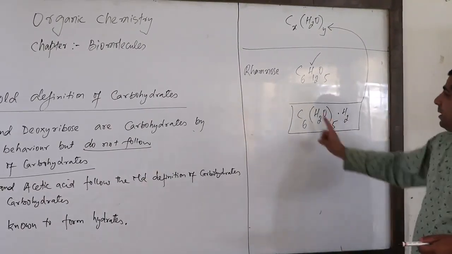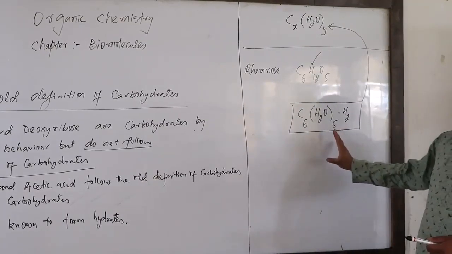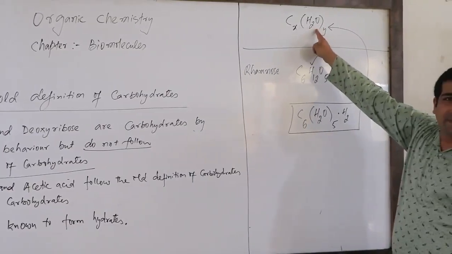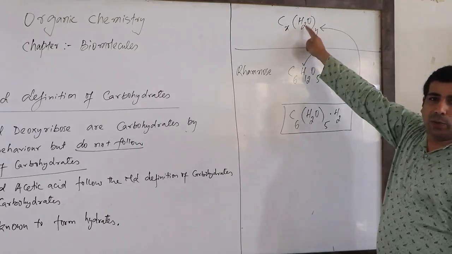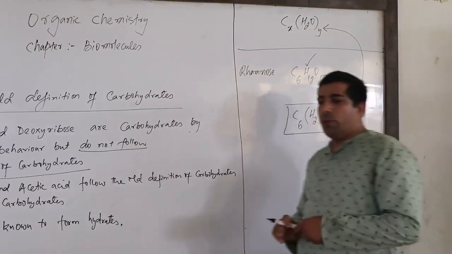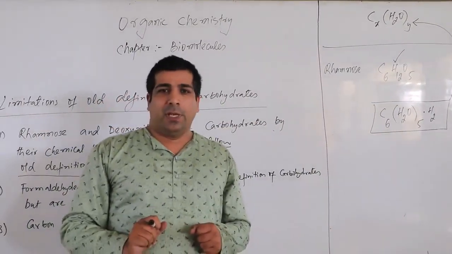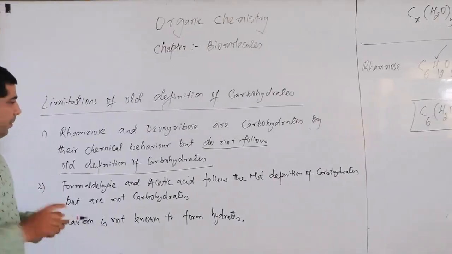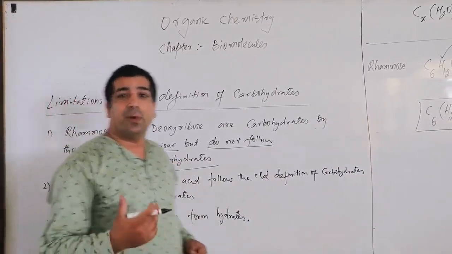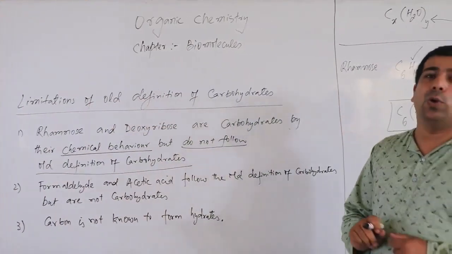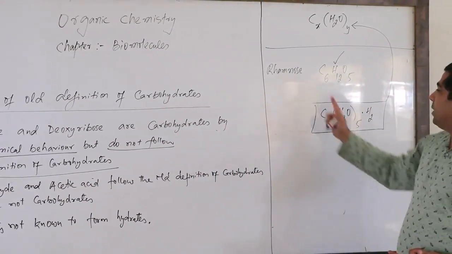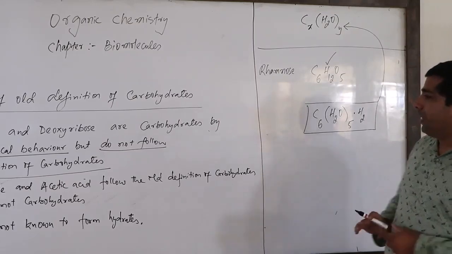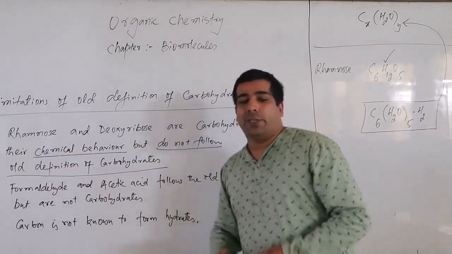So what does it mean? That this rhamnose is not a carbohydrate according to the old definition, because it does not follow the general formula Cx(H2O)y. It does not follow it. So according to the old definition, rhamnose is not a carbohydrate, but it is a carbohydrate according to the modern definition, because its chemical behavior is that of carbohydrates. So this is the first limitation of the old definition: it says that since rhamnose does not follow the general formula it's not a carbohydrate, but in actual sense it is a carbohydrate because of its chemical behavior, which is similar to that of carbohydrates.